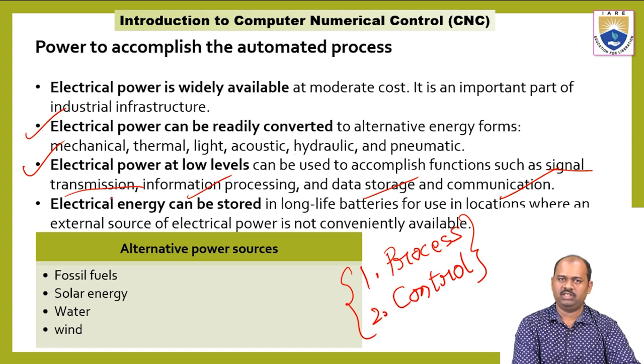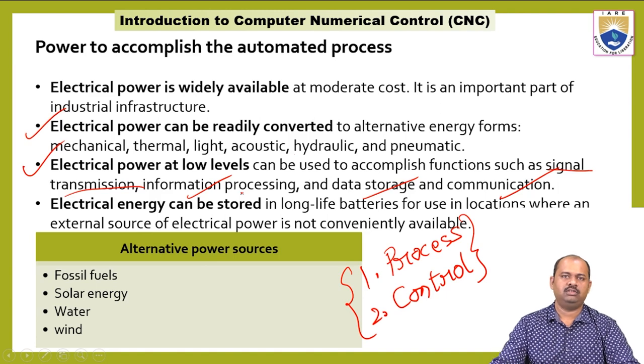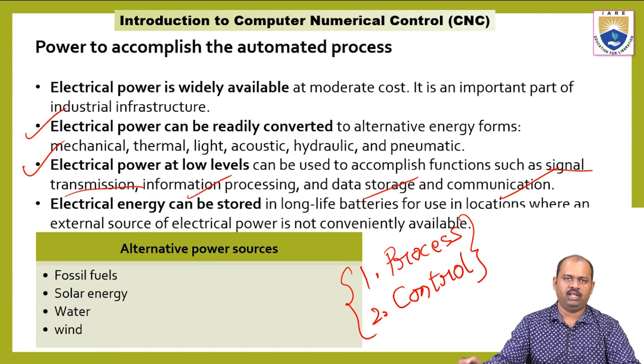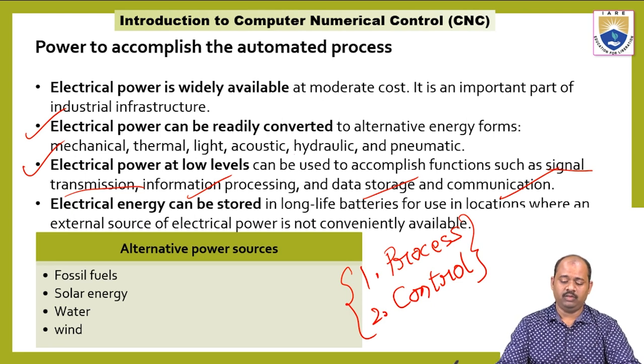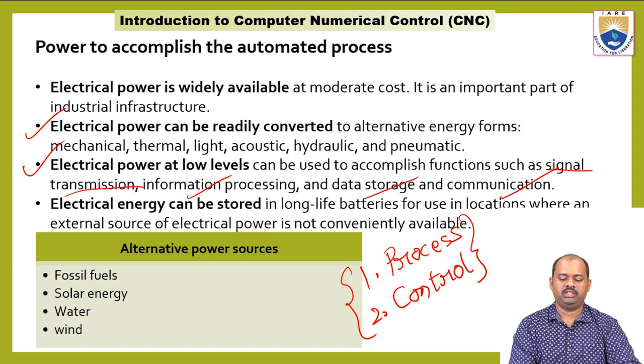So, mobile phones use a very small amount of electrical energy, which can be used for transmission of the signal. And then information processing, all the computer programming units like CPUs, central processing units, are there. Computers are information processing centers, where we can use very low levels of electrical power for processing the information. The best example is the computer. And then data storage and communication.